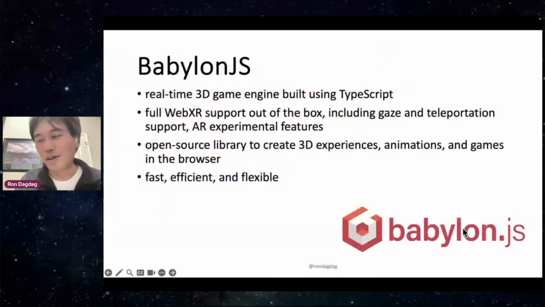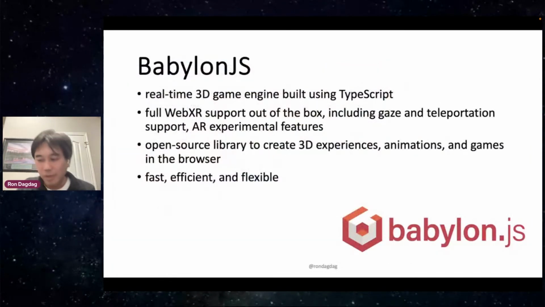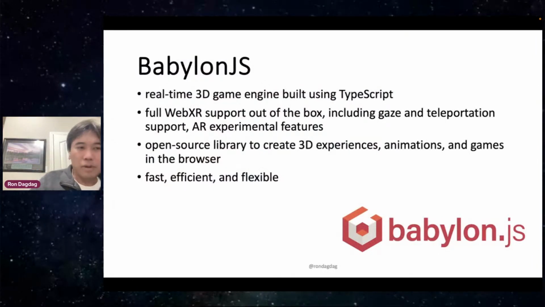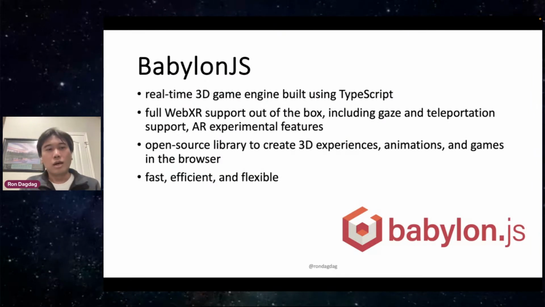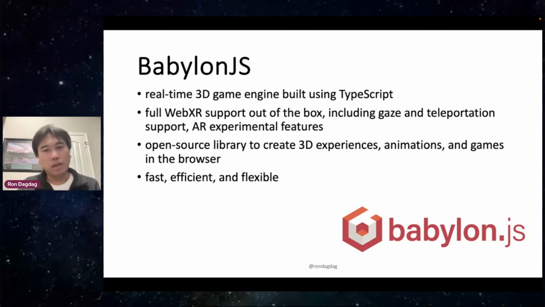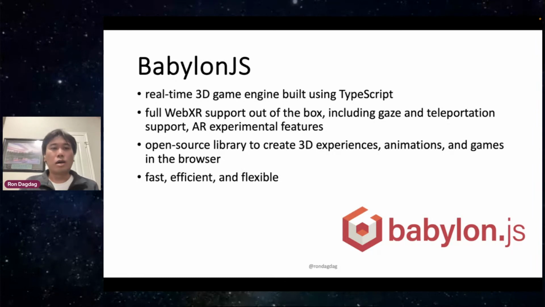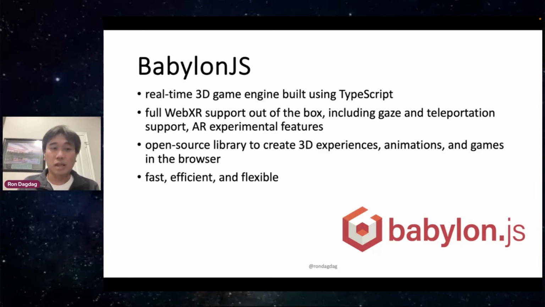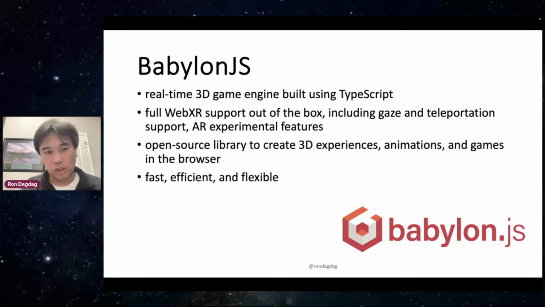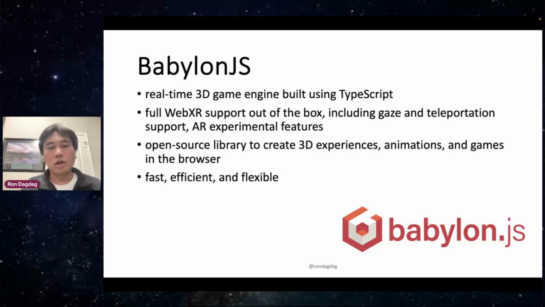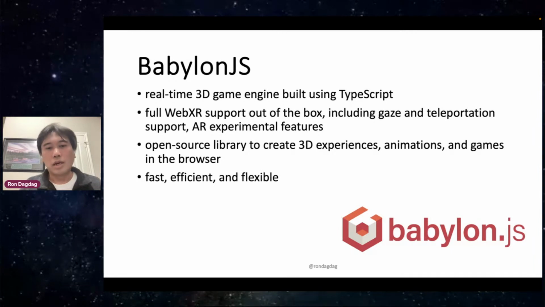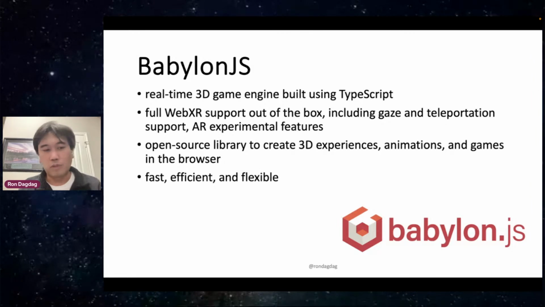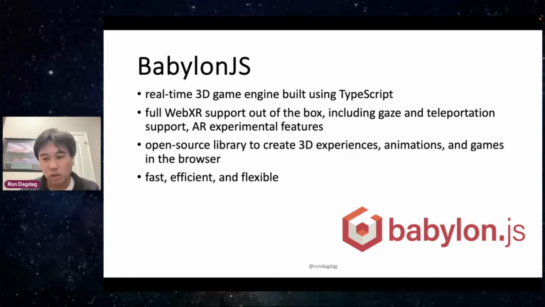Okay, all right, now we'll continue on. This time, we'll talk about Babylon.js. Babylon.js is a real-time 3D game engine that is built in TypeScript, and it does support WebXR out of the box, gaze, teleportation support, also some AR experimental features. It is an open source library that's created specifically for animations and games. It's really fast, efficient, and flexible.